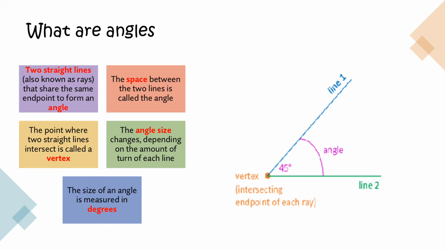The space between the two lines is called the angle, as also highlighted in purple. The angle size changes depending on the amount of turn of each line. The size of the angle is measured in degrees, as also indicated at 45 degrees in this example.